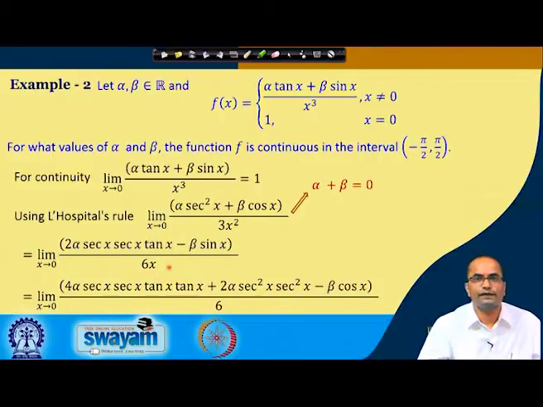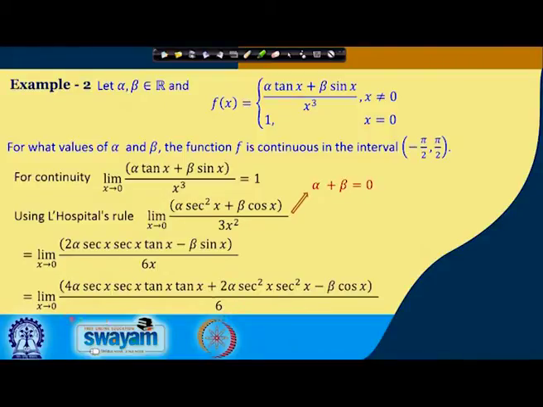So, now if we check again what is the value here. This sec x tan x will be 0, so this expression will become 0, and then when x goes to 0, this is like 2 alpha and then minus beta. So in the numerator we are getting 2 alpha minus beta, divided by 6, and the limit x goes to 0. So 2 alpha minus beta by 6.